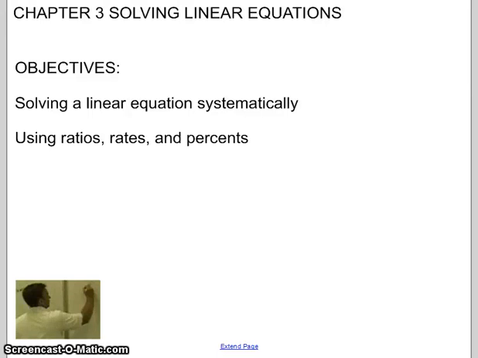Alright, now we're on to Chapter 3. Some of the objectives for Chapter 3 are we're going to solve linear equations systematically, meaning we're going to solve for x by using different systems, different ways to solve for x. We're going to use ratios, rates, and percents, and those are some of the objectives of Chapter 3. Mostly we're going to be solving linear equations.